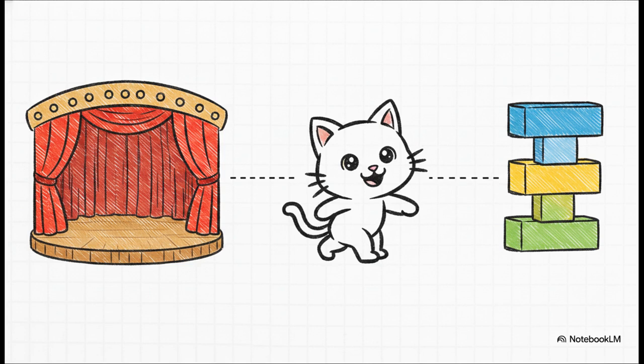Second, you have the sprites. Now these are your actors, the characters, shapes, or objects that move, react, and interact on that stage. And third, we have the blocks. Those are the literal scripts you hand your actors to bring the show to life. You just drag these blocks, snap them together, and you're telling your sprites exactly what to do.